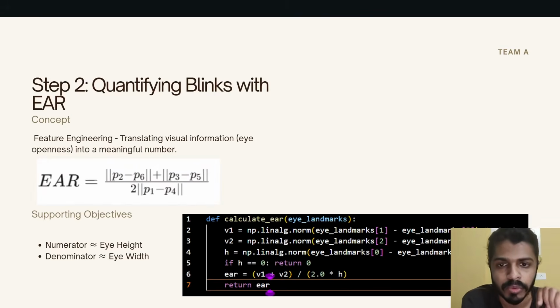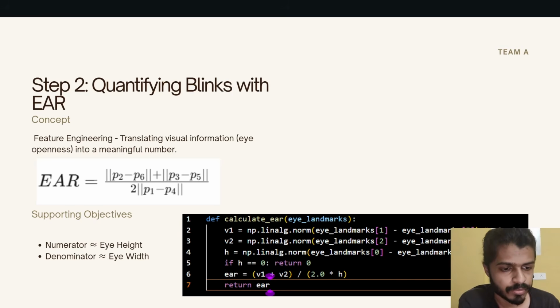Step 2, quantifying blinks with EAR. Now we have to detect if the person blinked or not, because we are finding if a person is fatigued or alert based on the blinking pattern. So first we have to detect the blink, and for that we use EAR. EAR is the eye aspect ratio. What is EAR? EAR is eye height divided by eye width. So first we find the eye height. How do we find the eye height?